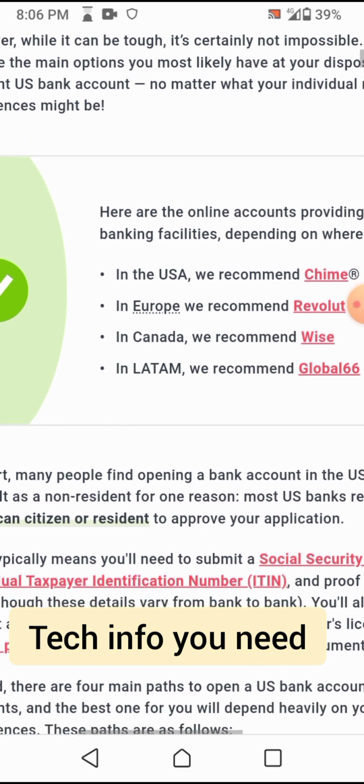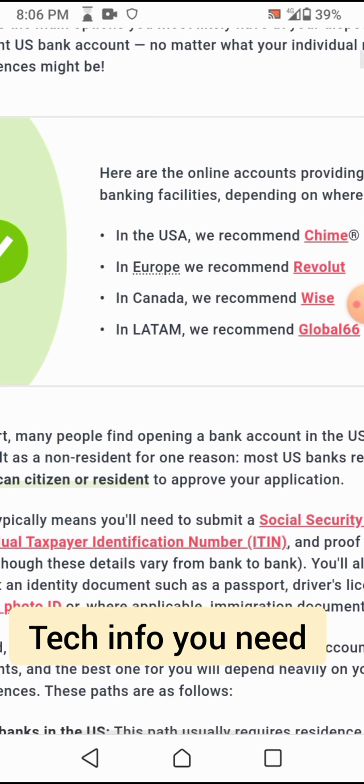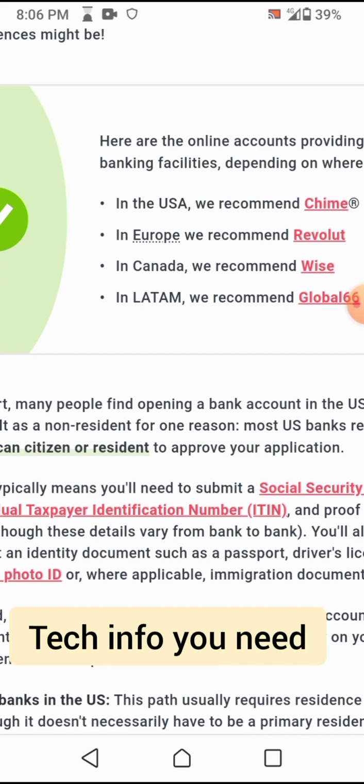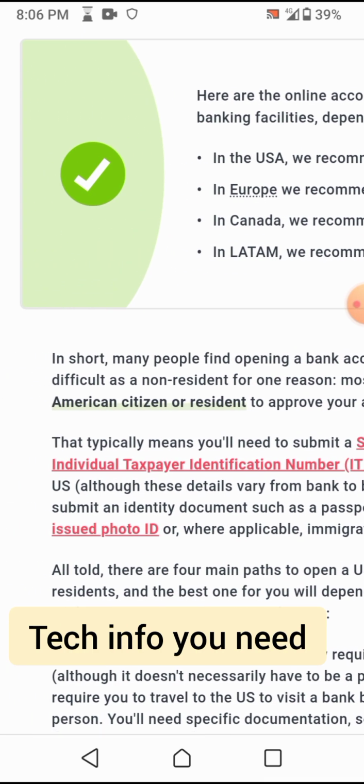In the USA, we recommend Jimmy. In Europe, we recommend Revolut. In Canada, we recommend Wise. In Latin America, we recommend Global66.